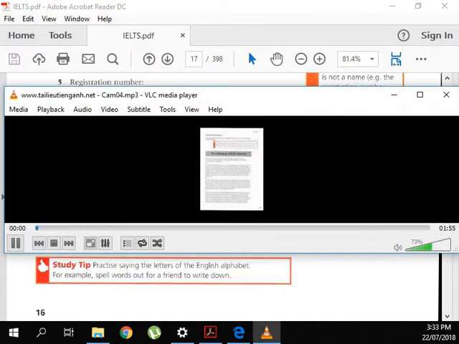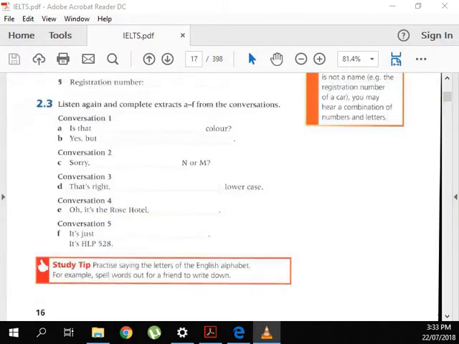Okay. Recording 4. 1. And can I have your name, please? Yes, it's Andrew Brown. Is that spelt the same as the colour? Yes, but with an E at the end.